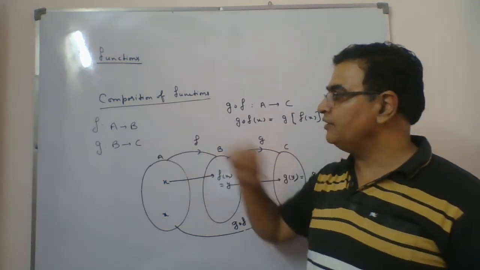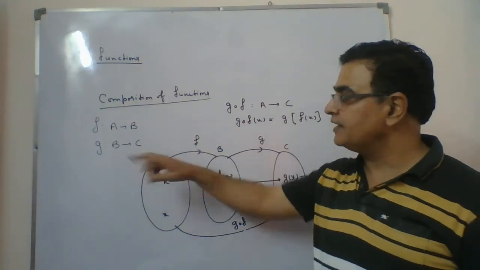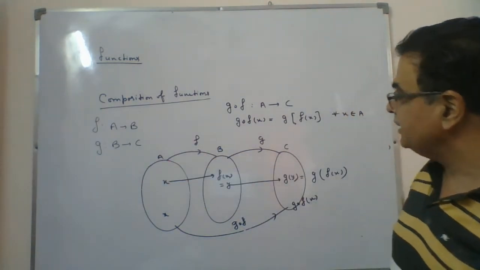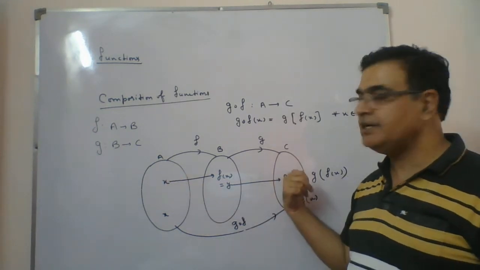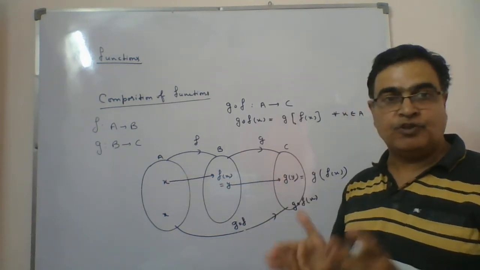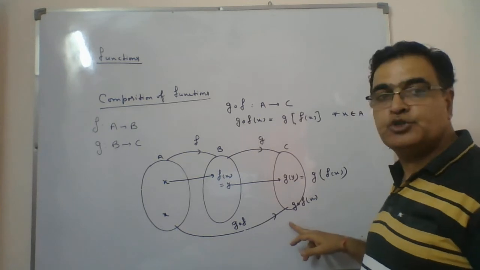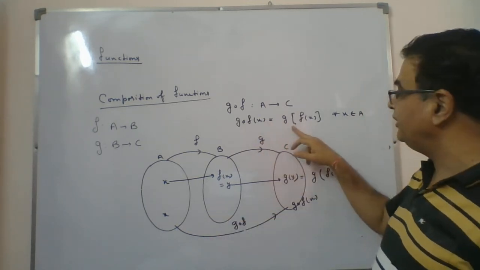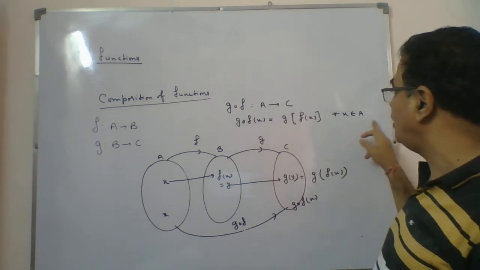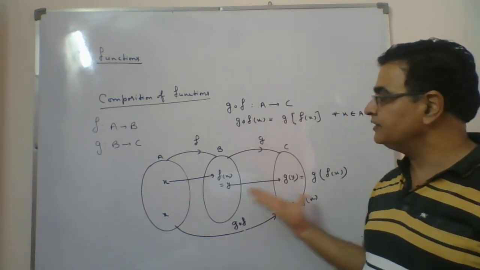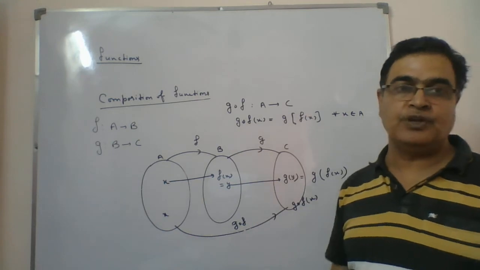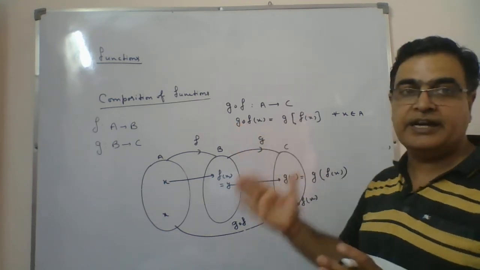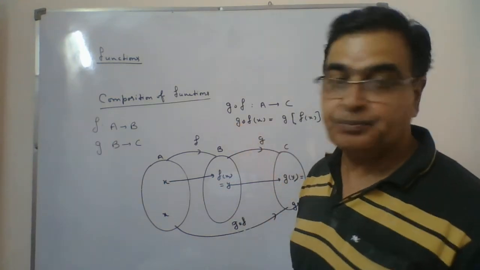So if f is a function going from A to B, and g is another function going from B to C, then from A to C via B we get a function which is called g composition f, and in this case (g o f)(x) will be defined as g(f(x)) for all x belonging to A. So this is the composition of functions we have. This is the composition of g and f here.